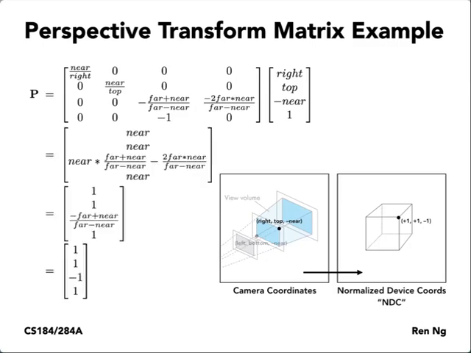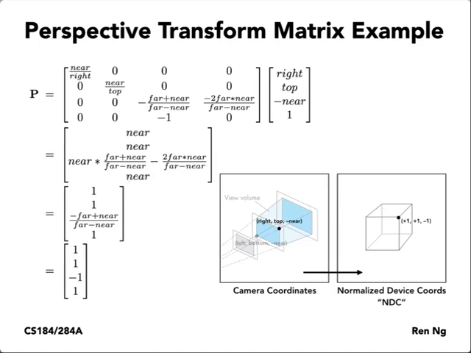Okay, so for the top one, we get near over right times right plus 0 for all the others, so we'll get near. Again, near over top times top plus 0 for the rest, so we'll get near. Okay, so those are two. We can do the bottom row, 0, 0, negative 1 times the coordinates, and we'll pick up negative near and bring it to near in the bottom row. That's good, by the way.